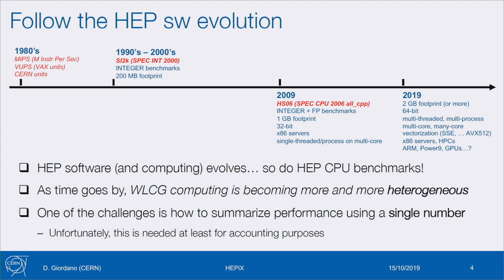Now we are in a different era of software, benchmarks and computer architecture. The experiments are evolving their software. They are moving to code that is multi-threaded or multi-process, using multiple cores in different ways, with a different memory footprint with respect to the past. So it's the right time to ask ourselves: shall we just move to SPEC CPU 2017, or shall we use something else? This is what I will try to report in the next slides and convince you about the approach that we are following.